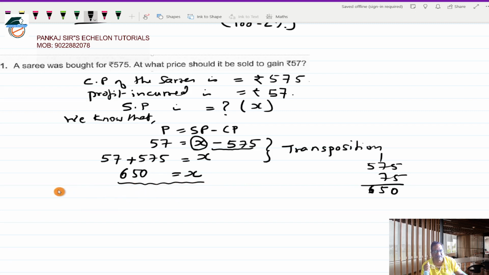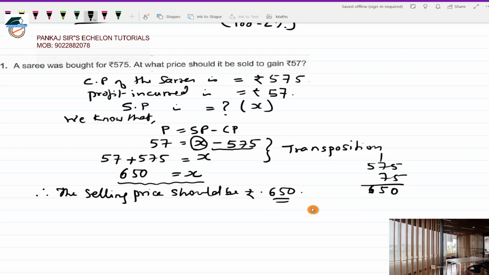So finally you'll have to write the answer that therefore the selling price should be rupees 650. Is that understood? So that's the way you have to deal with the question. Now, if you want to verify, you can just verify.